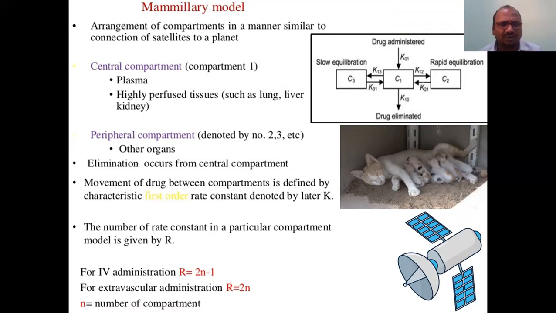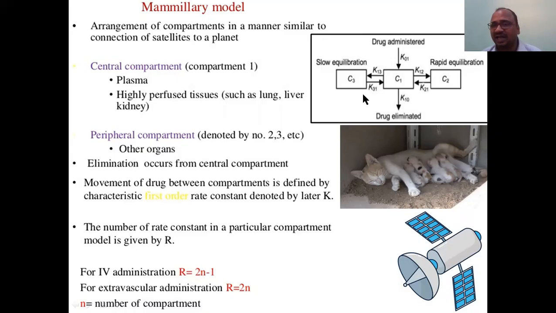No absorption. Okay. So for IV administration, R is nothing but the number of constants. See here, this is a drug administered. So absorption is there. That means that it is not IV route. Absorption is there, so it is an oral route or rectal route or IM route, whatever it may be. So how many constants are here? 1, 2, 3, 4, 5, 6 are there. How to calculate all these 6 constants? By using this formula. This is the formula for IV route.